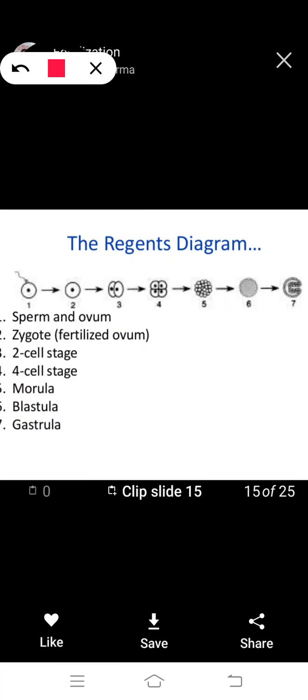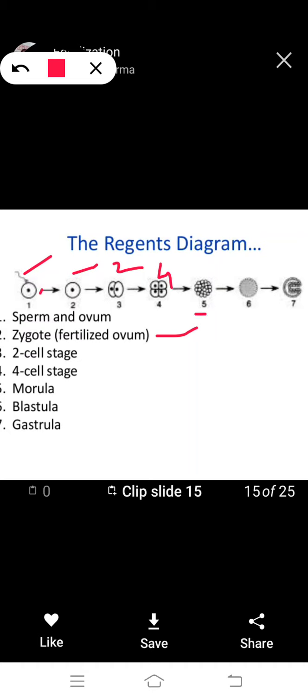This diagram shows the sperm and the egg, the ovum. Next, it is fertilized and forms the zygote. The second one is the zygote. Then the two-cell stage, the four-cell stage, and after that it forms a ball-like structure.